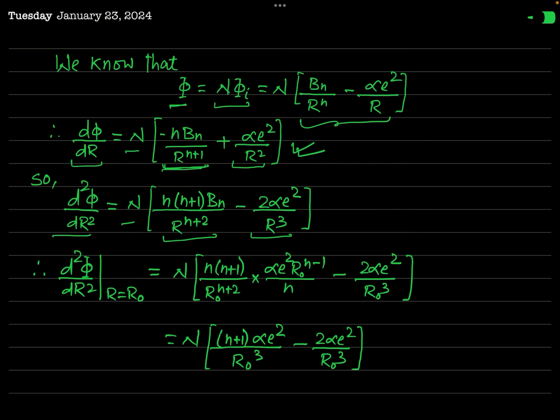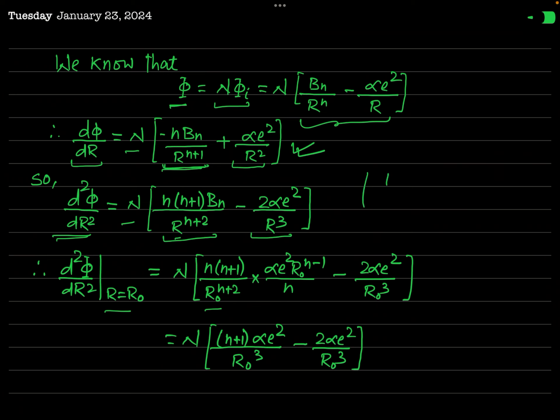Now we have to find the value of d2 phi by dr square at r equal to r naught in equilibrium condition. So for getting this value, you must replace all r in RHS by r naught. So d2 phi by dr square at r equal to r naught, this will be what? This will be n times n into n plus 1 over r naught to the power n plus 2 times.